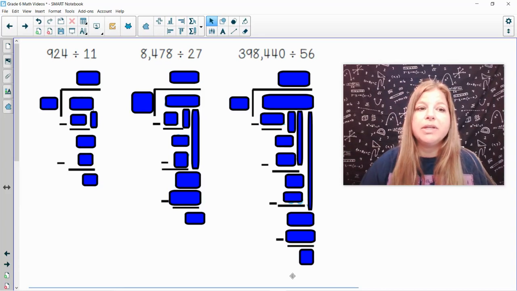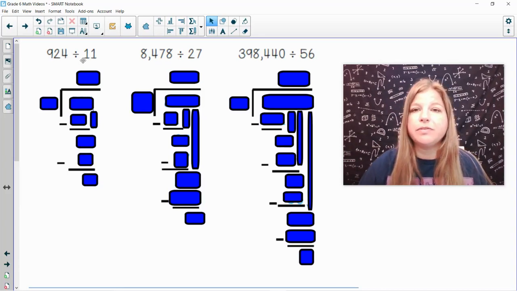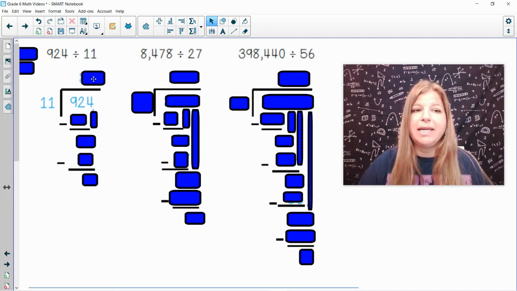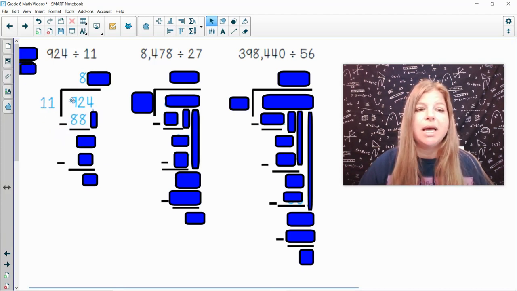So now let's take a look at these three problems. 924 divided by 11. 924 goes underneath the bar. 11 is my divisor. It's on the outside. I ask myself, does 11 divide into 9? No. But does 11 go into 92? Yes. 11 would go into 92 8 times because 11 times 8 is 88. And so I write the 88 underneath my 92. I go and I subtract. 92 minus 88 is 4.